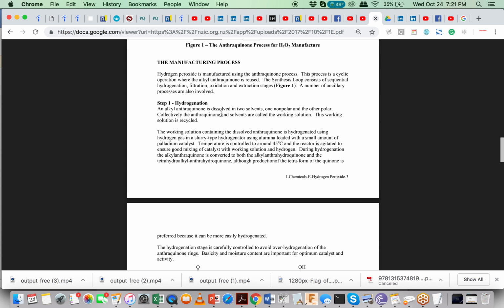The manufacturing process. Hydrogen peroxide is manufactured using the anthraquinone process. This is a cyclic operation where the alkyl anthraquinone is reused. The synthesis loop consists of sequential hydrogenation, filtration, oxidation, and extraction.